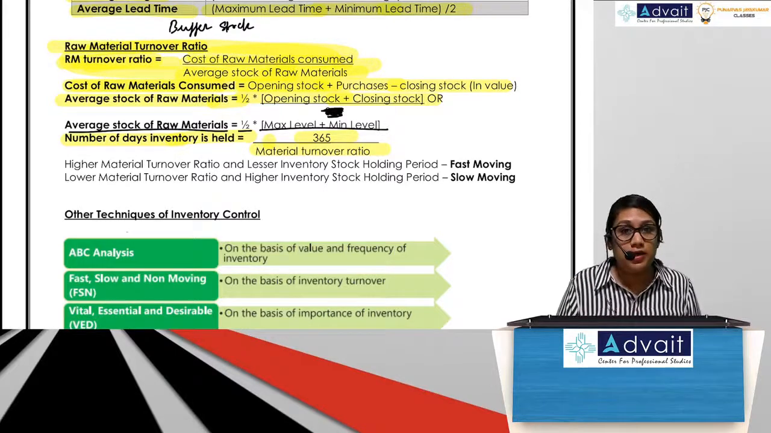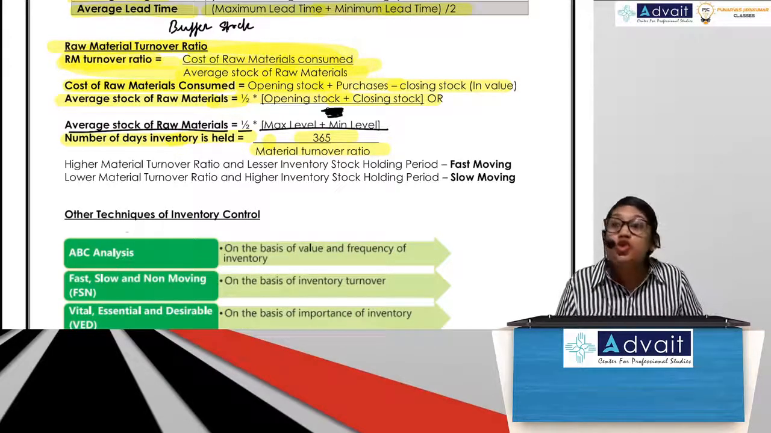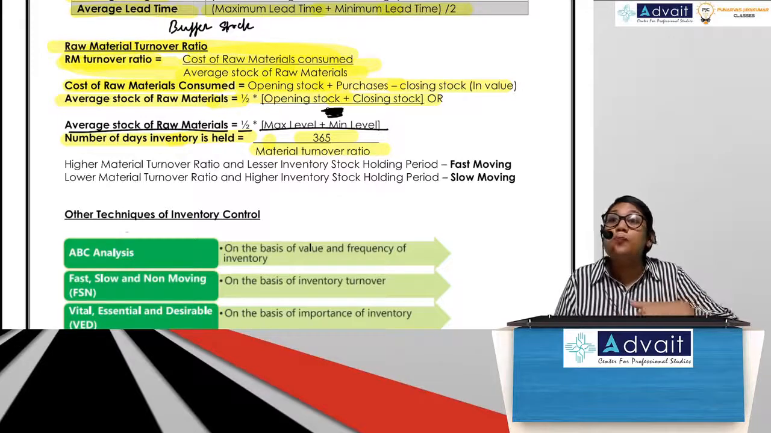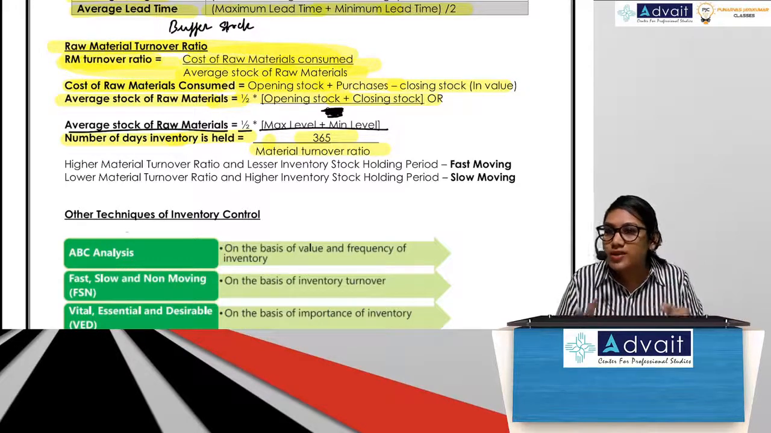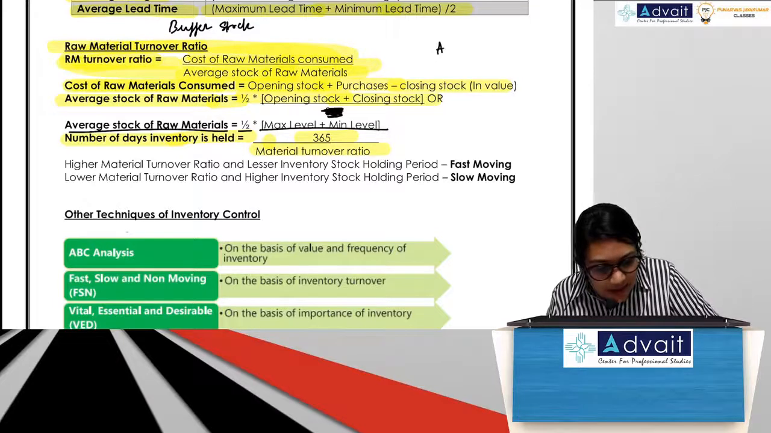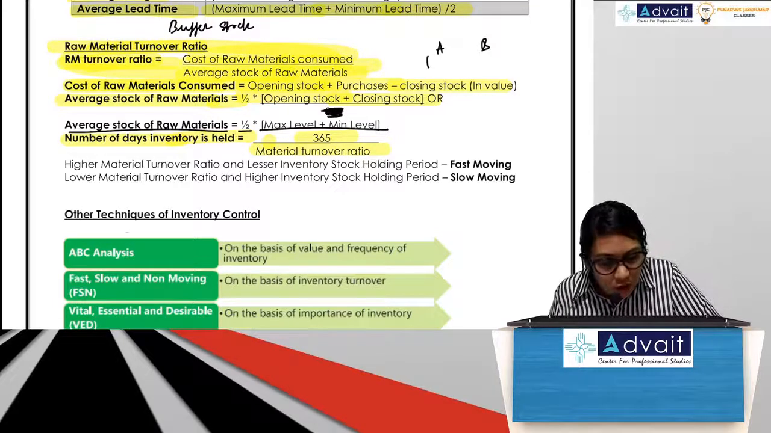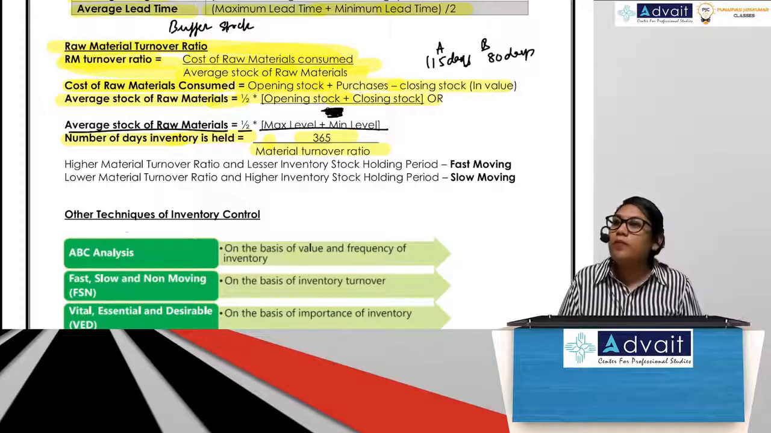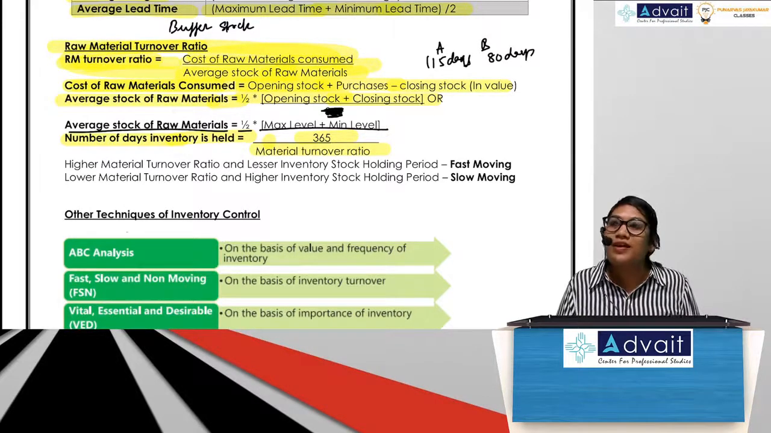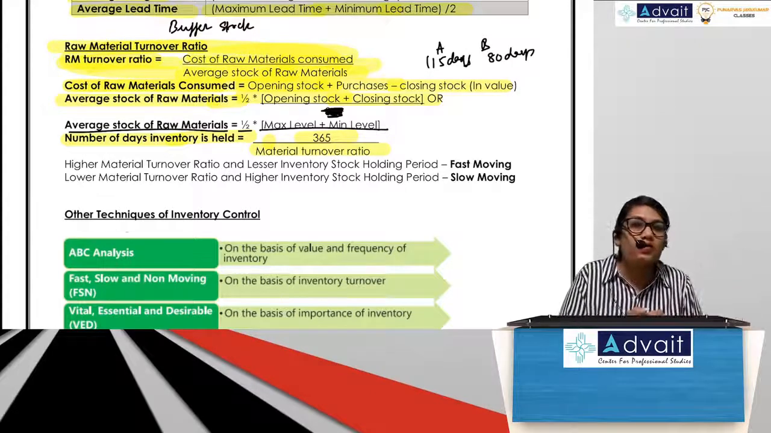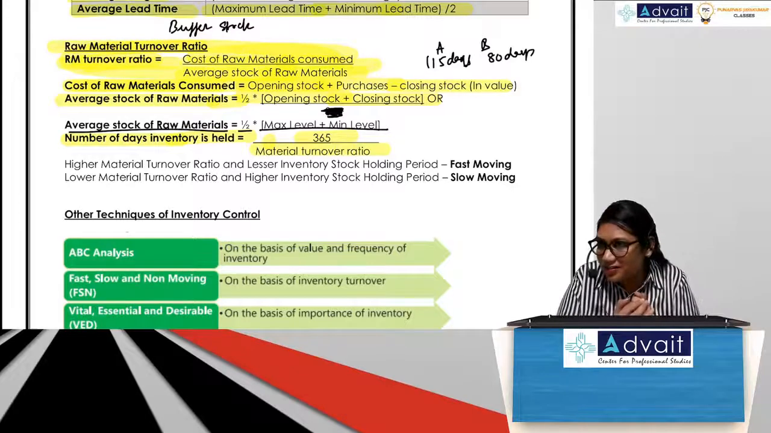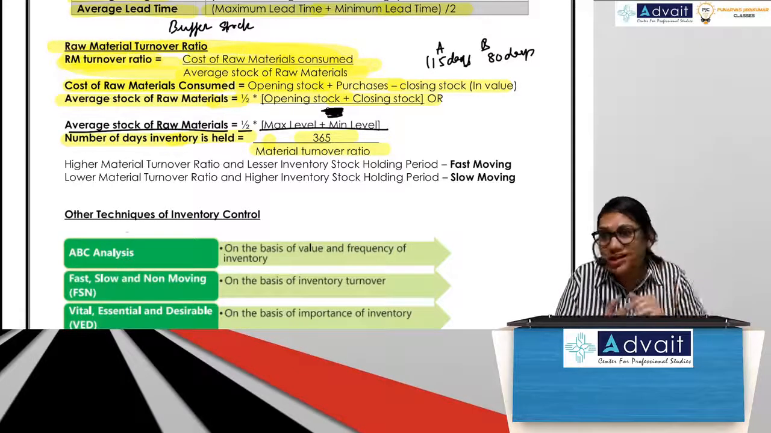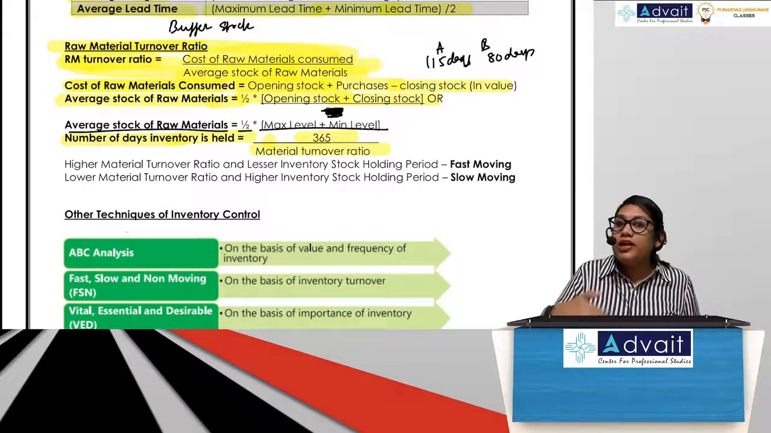Now you tell me, if the number of days for which inventory was held was a bigger number. Let's say that there are two materials, A and B. A was held for 115 days, B was held for 80 days. Between A and B, which is fast moving? B. Because the lesser number of days raw material was held in inventory, the faster moving the material is. So here there is an inverse relationship, correct? Unlike material turnover ratio. So what do we deduce from this?